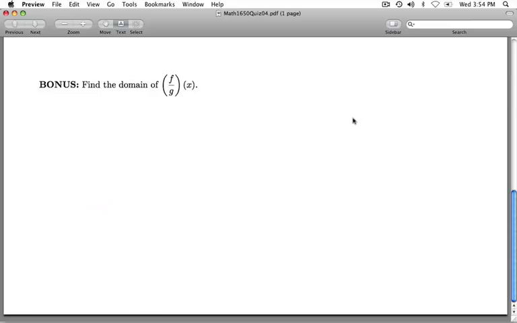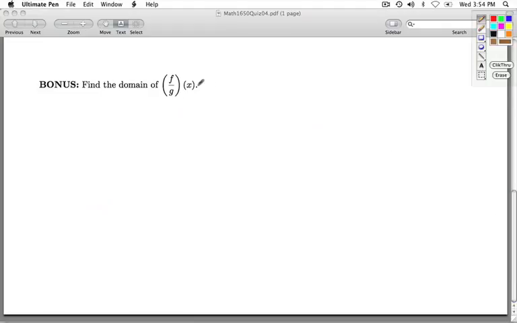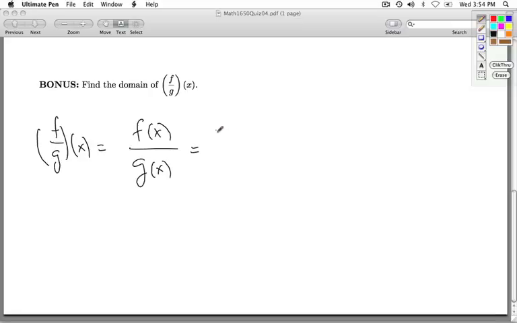And now we look at the bonus question. The bonus question asks us to find the domain of the quotient function. And remember, we find the domain before we simplify. So we take the formula for f of x divided by the formula for g of x. We make the substitutions, and before we go any further, this is the point where we find the domain. And we find the domain, we see x can't be 3.